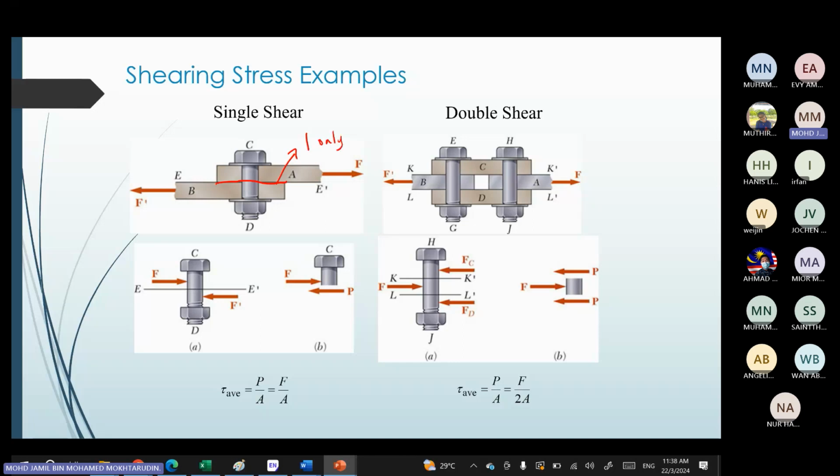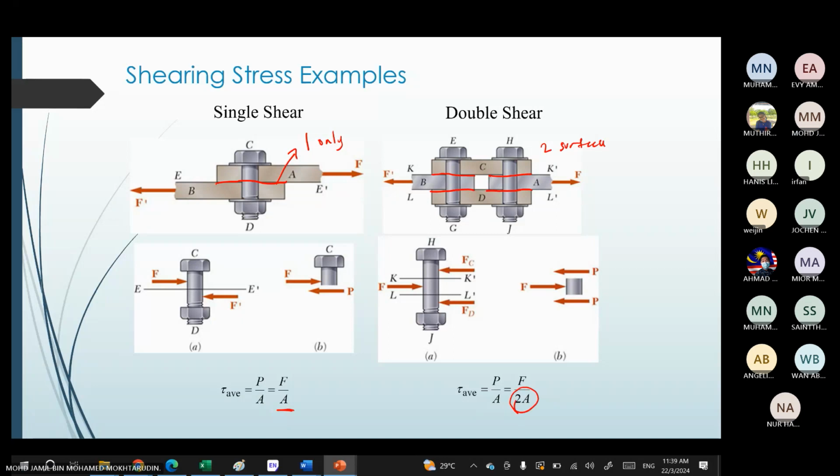But in the figure on the right, you have two surfaces in contact. Okay, for structure A and B, two surface contact. Okay, so for shear, if you have one area in contact, you only divide by one area. But if you have two areas in contact, you divide by two.